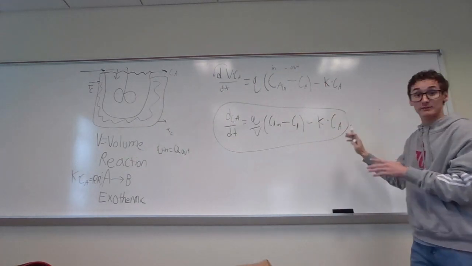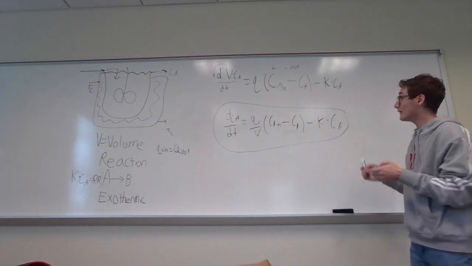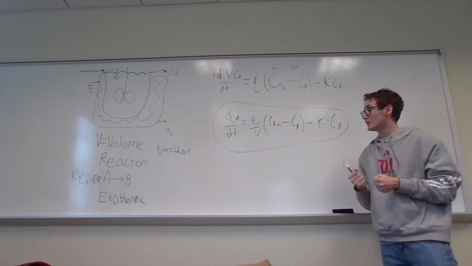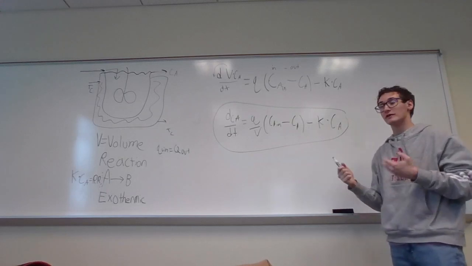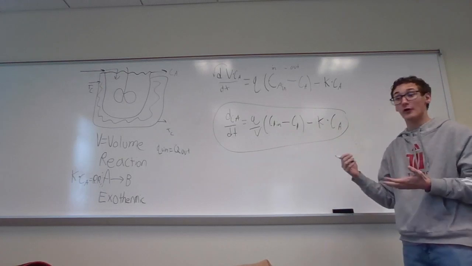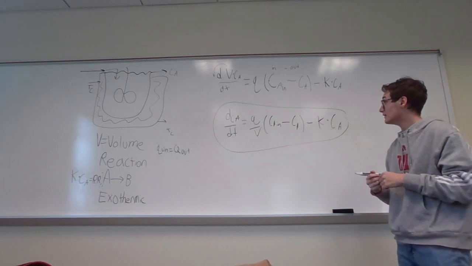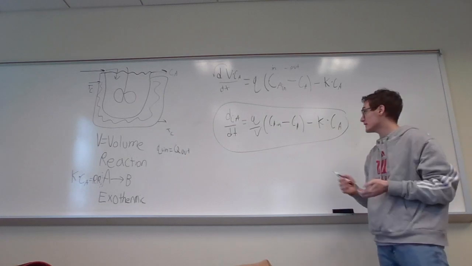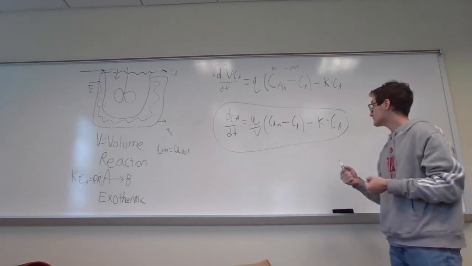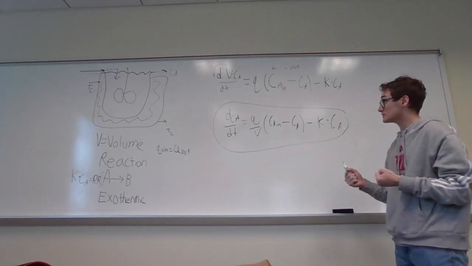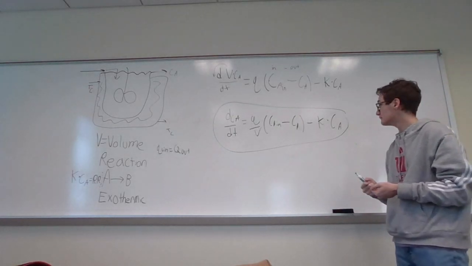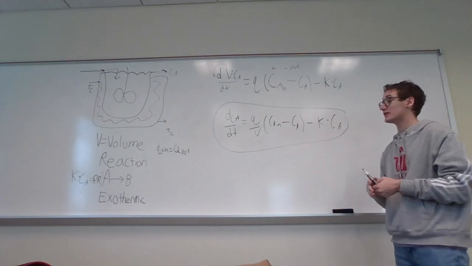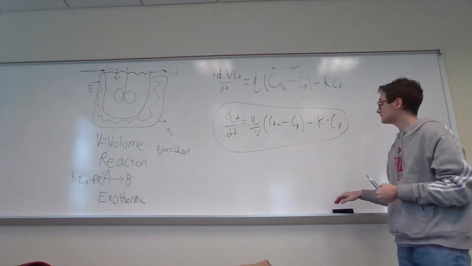I'm going to erase our material balance. Just let it be known that our material balance is dCA over dt, or change in concentration over time, equals Q, or our rate of material, divided by V, our volume of the tank, multiplied by the concentration coming into the tank minus the concentration coming out, subtracting the reaction rate, or how much A is being consumed. So k times CA. And I'm going to erase this, and then we can do our energy balance next.